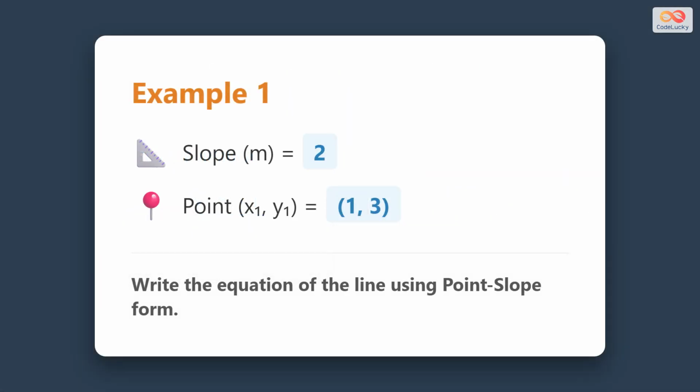Let's try a real example. Suppose we are told that a line has a slope of 2 and passes through the point (1, 3). We need to write the equation for this line. We have everything we need right here.